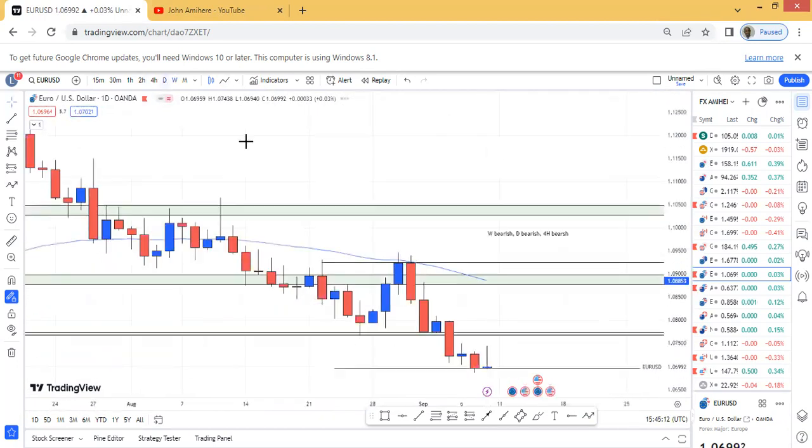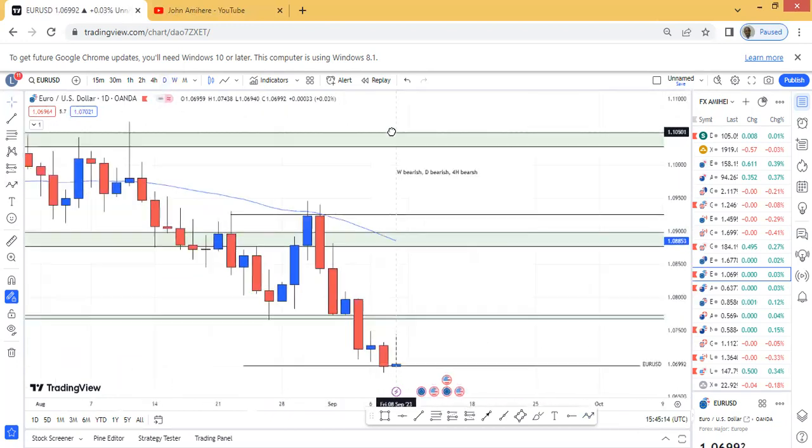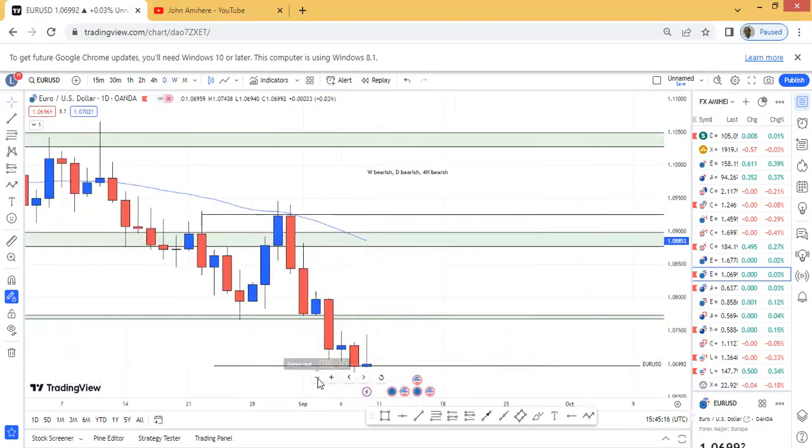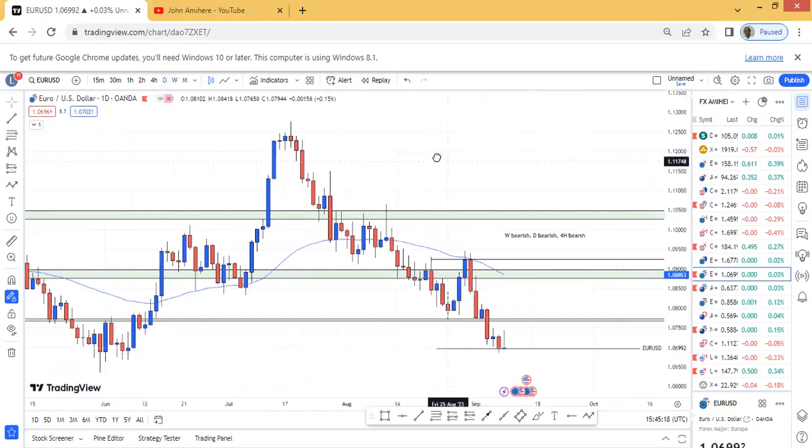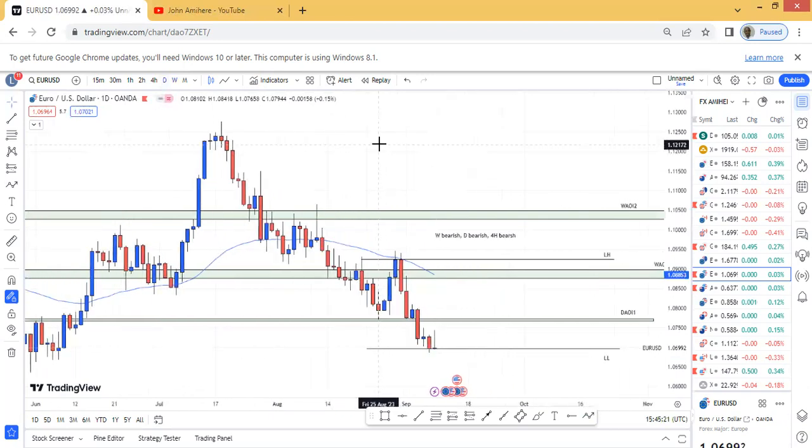Then we'll scale down to the daily to look at the direction of the daily. We want to see if the daily trend aligns with the weekly trend. That's how we do it before we pick any trade. So we take our path.